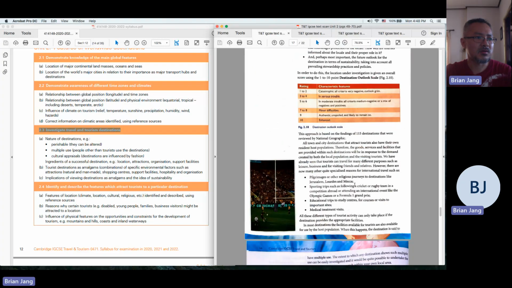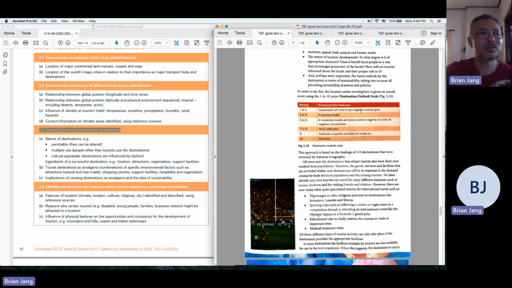Let's see if there's anything I want you guys to go through. Destination outlook scale, I highly doubt that's going to be something that you guys will be tested on, but if so, we did cover this. This is how they grade destinations, on how sustainable that destination will be. And they rate it from 1 to 10.